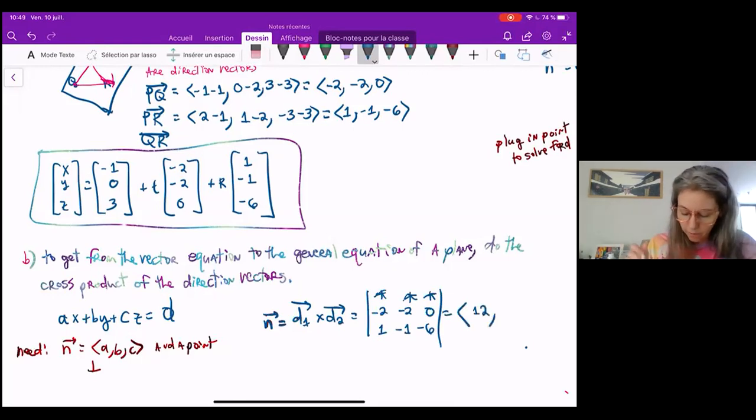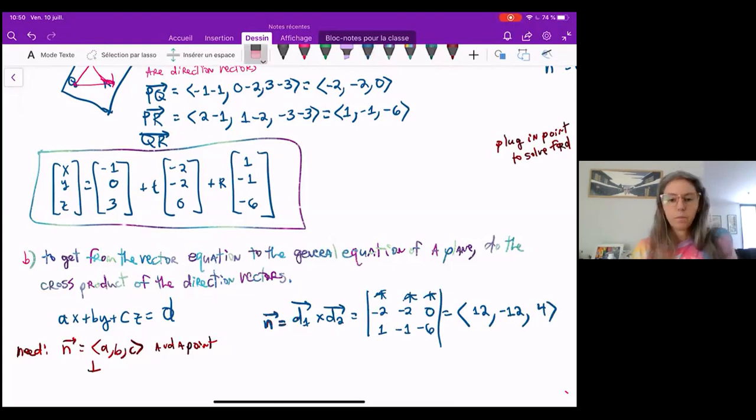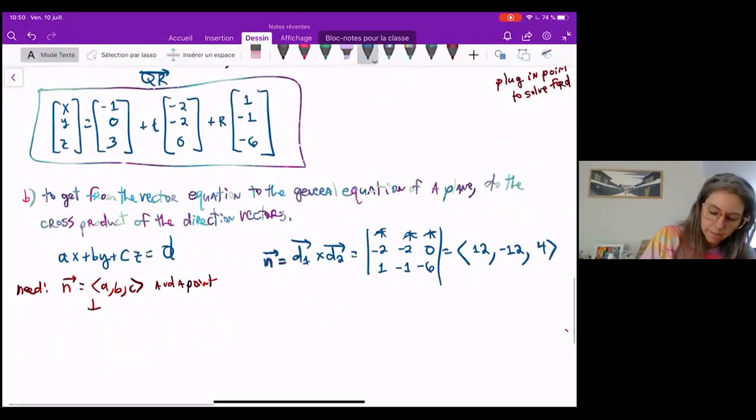Cross out the first column, cross out the second column, cross out the third column to get that. So then that's my normal vector. I plug my normal vector in.